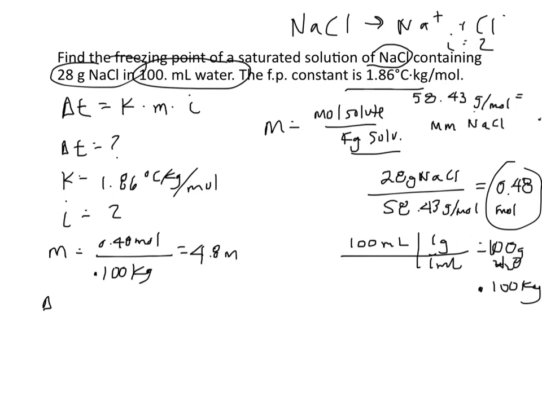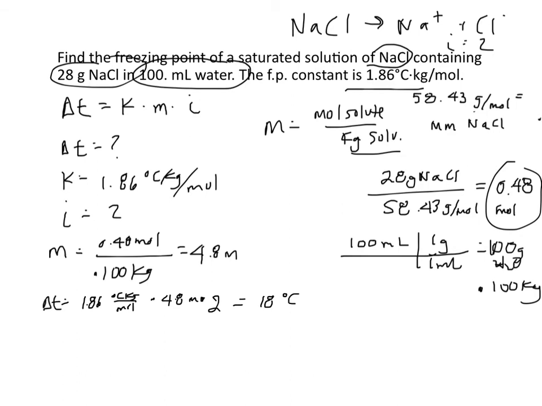So delta T is going to be equal to 1.86 times our 4.8 molal times our van 't Hoff factor, which is 2. So 1.86 times 4.8 times 2 is going to give us 18 degrees C.